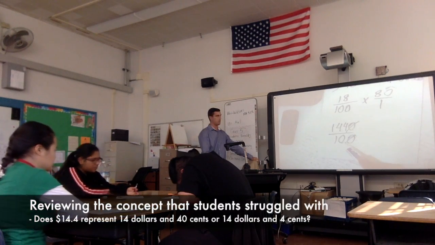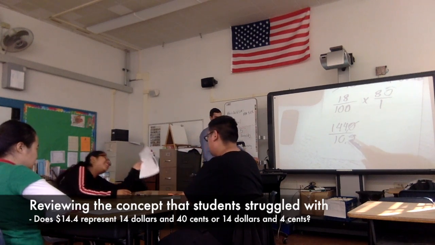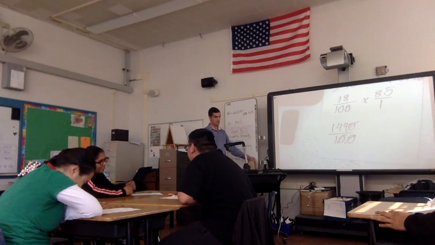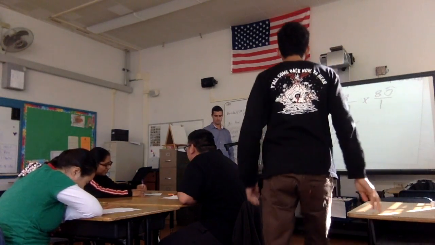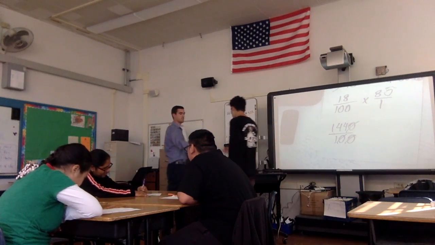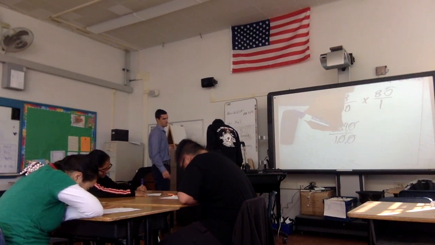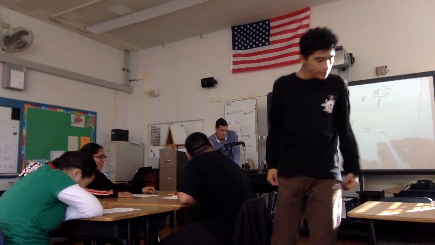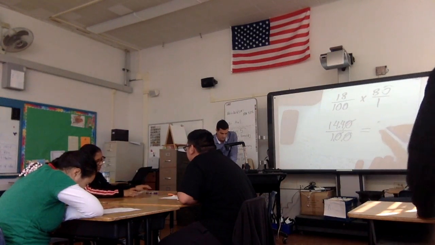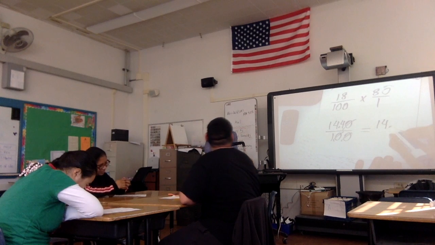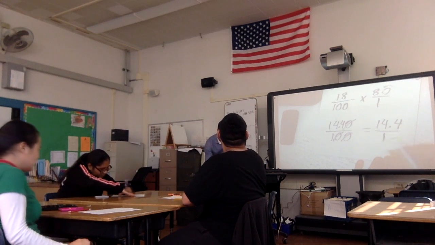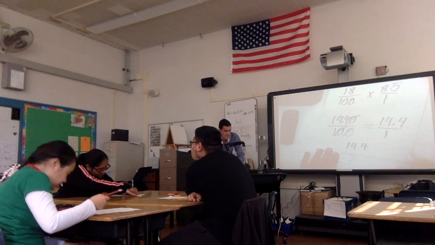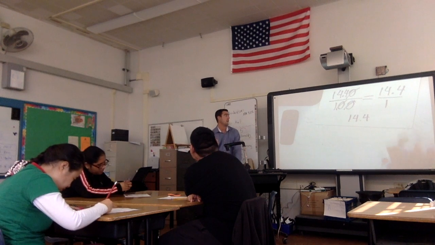Number 4. What are we going to do when we hit that 0? Can I do it? Yeah, come on up. I did the same thing for everybody. Show me the way. Perfect. So what is this going to represent, guys? $15.04. So we have 14.4 over 1, which is the same thing as 14.4.